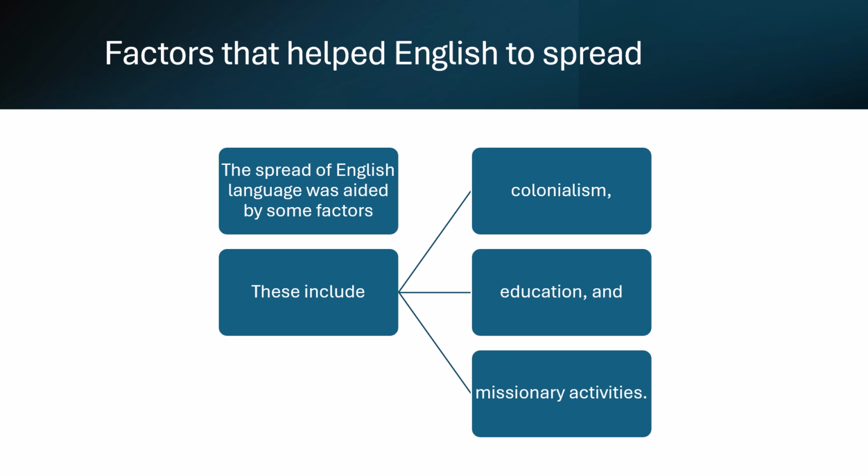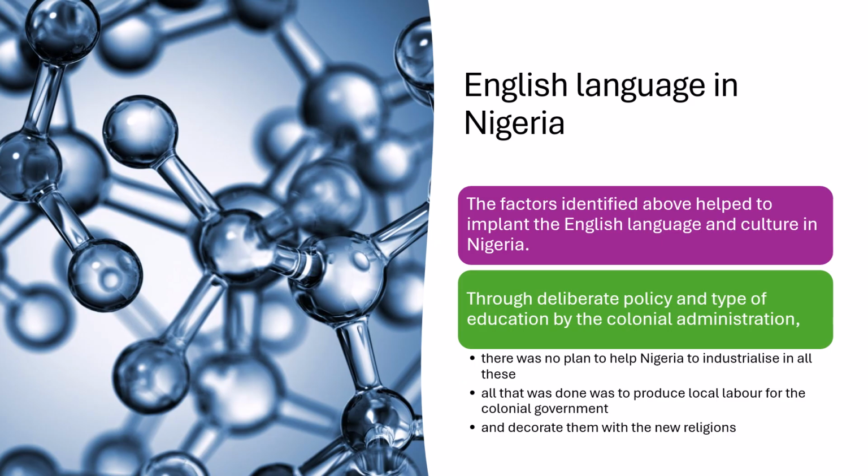So these are the factors that actually helped English to spread through colonialism, through education, and through missionary activities. So let's go on. The English language in Nigeria. The factors identified above actually helped to implant the English language and culture in Nigeria. Now, through deliberate policy and the type of education by the colonial education, there was no plan to help Nigeria to industrialize. There is nothing in all that was done to ensure that Nigeria would become industrialized.